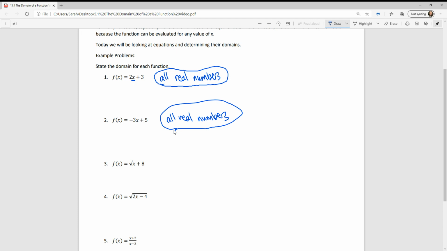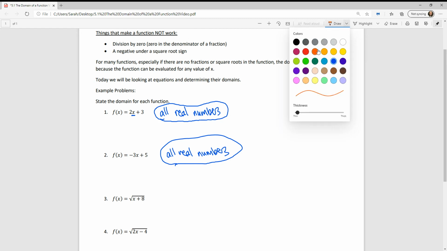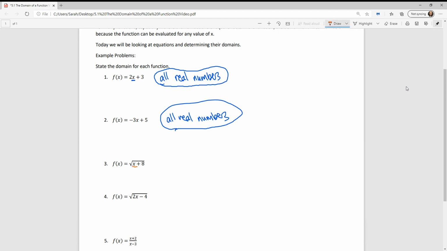All right, the next two have square roots in them. With square roots, we don't want to have any negative numbers under the square root. So the way we tackle that is we want to make sure that whatever is under the root is always greater than or equal to 0, because numbers greater than or equal to 0 are not negative. Numbers less than 0 are negative. So the way we deal with these is we take whatever's under the root, x plus 8 in this case, and set it greater than or equal to 0 like this. And then we solve. So what do I need to do to get x by itself?